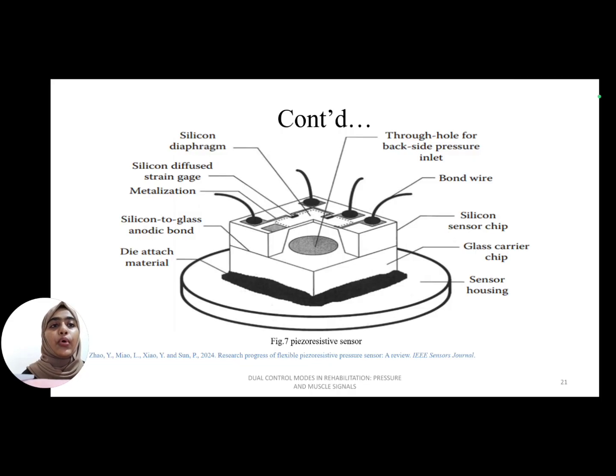Next is a through hole for the backside pressure inlet. It helps the pressure to get inside through the backside. Next is a bond wire, which helps with the connection to the external atmosphere. Next is the silicon sensor chip. It is for sensing the pressure. Next is the glass carrier chip. It provides attachment to the sensor housing, and finally the sensor housing is for the protection of the chip.